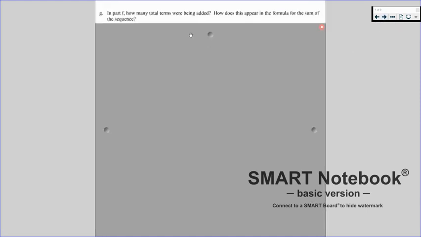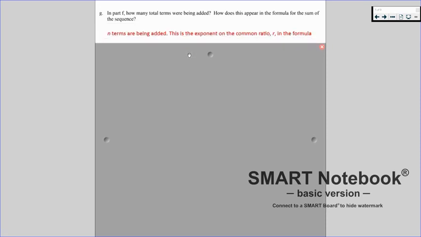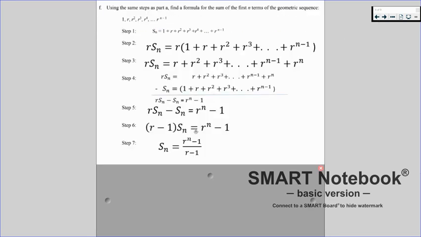How many terms are being added, and how does that appear in the formula? There are n terms being added, and n is the exponent on that common ratio r in the formula. So there's the number of terms, and r is my ratio. What you'll notice here is that in this formula, I do not need the first term and last term. If my first term is 1, this is the formula we can use. And we're going to see in a little bit that we're going to have to include something else if the first term isn't 1.